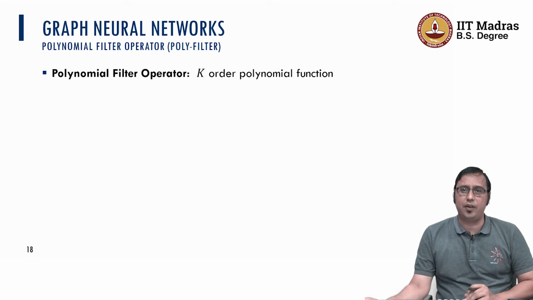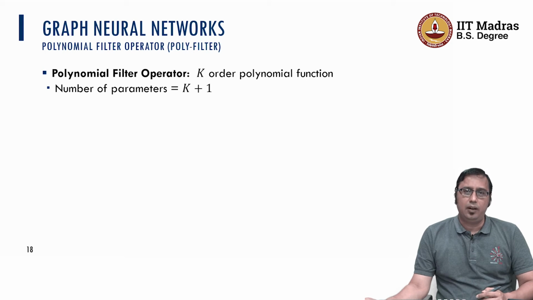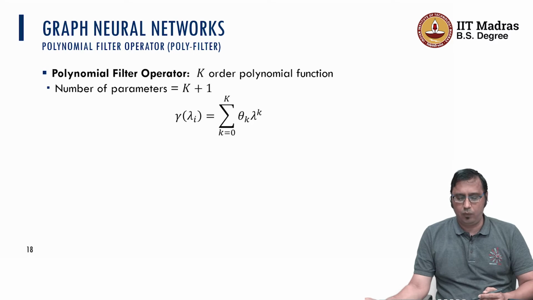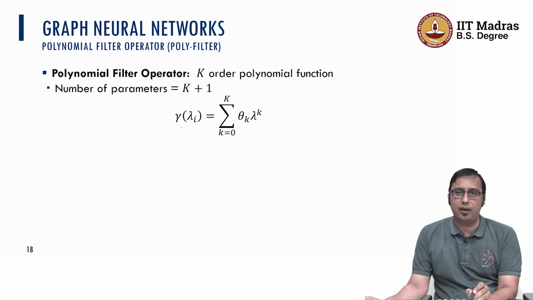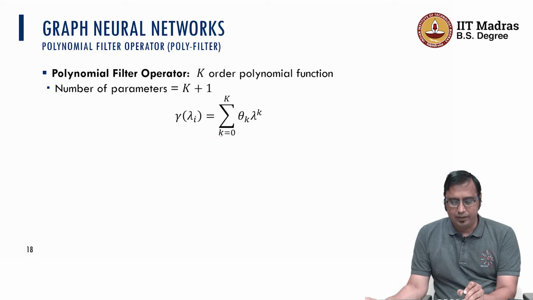So another kind of filter we can use is the polynomial filter operator, where instead of using the simple gamma lambda i equal to theta i, we will actually define a kth order polynomial function. In a kth order polynomial function we will have k plus 1 parameters. Right? So we can define gamma lambda i as a sum over k from 0 to K, where K is a hyperparameter, of theta k lambda to the power k.